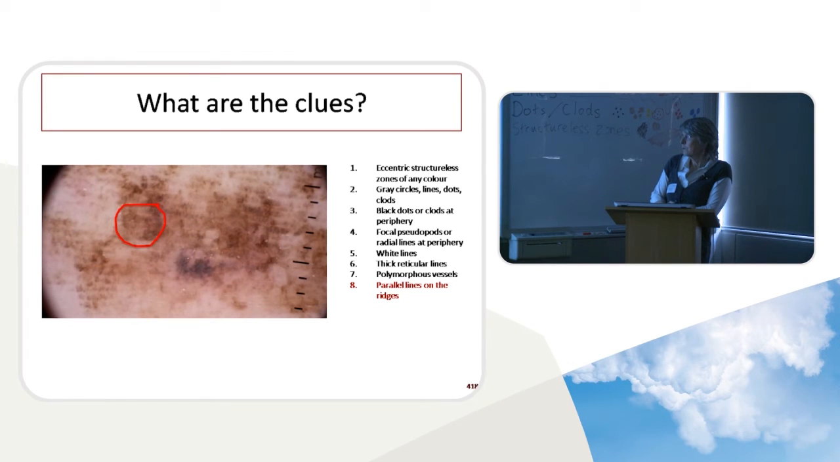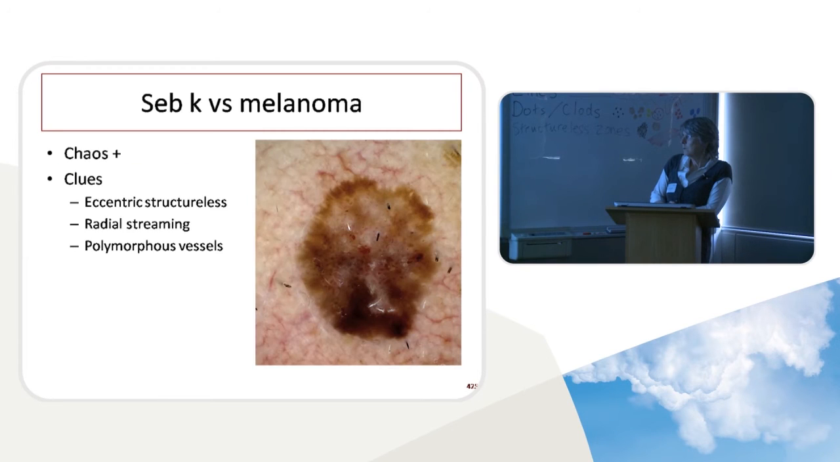Right. That's a SK. So seborrheic keratosis versus melanoma. They're both chaotic. The clues to seborrheic keratosis can be tricky. In this case, it was an irritated seborrheic keratosis, so it does have eccentric structureless areas. There is radial streaming, and there are polymorphous vessels. So even though it's a seborrheic keratosis, it has chaos and clues.